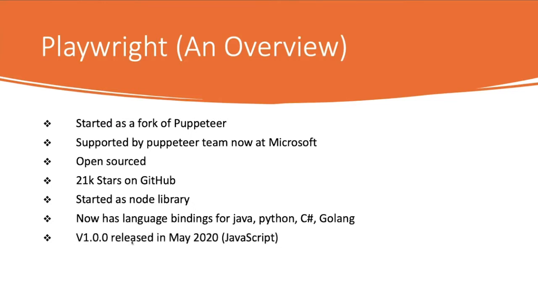Version 1 of Playwright was released in May 2020. This is version 1 of the Node JavaScript version. So it's fairly new comparatively speaking.